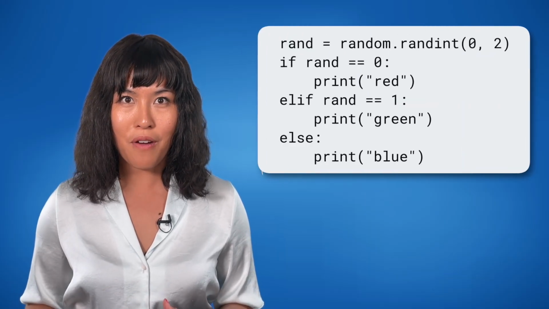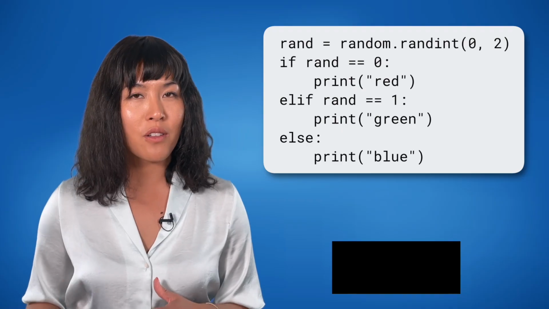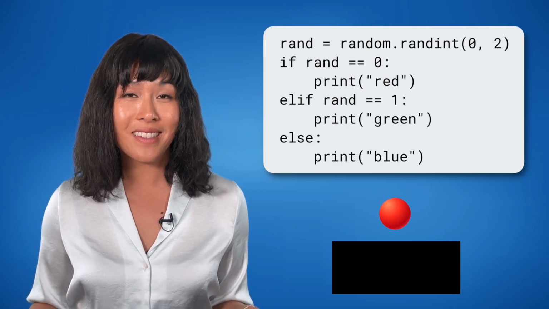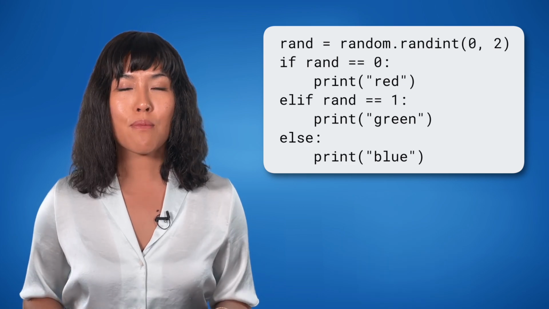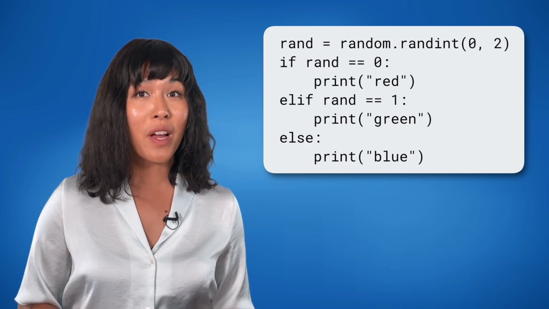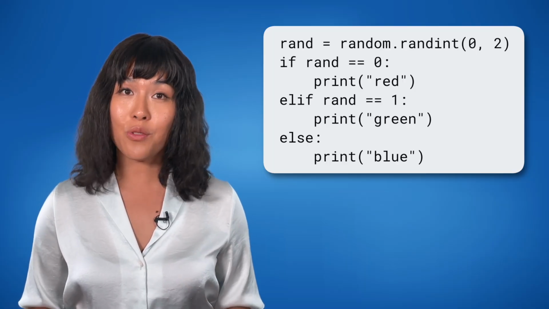For example, if I wanted to simulate picking one of 3 colored balls in a bin, with the colors being red, green, or blue, we could use this code to simulate it. This would generate a number between 0 and 2. Based on the number that is generated, we display the color of the ball that was chosen: red, green, or blue.